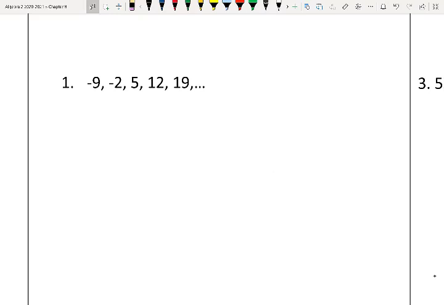So when we're trying to write our equation, because that's what we're asked to do here, we're trying to write the rule, we first have to identify what's my pattern. How do I get from one to the next? Which in this case, from -9 up to -2, we're adding 7. From -2 up to 5, we're also adding 7. We can see it's consistent, adding 7 each step of the way. So we know that my d, my common difference, is positive 7, because we're adding 7.